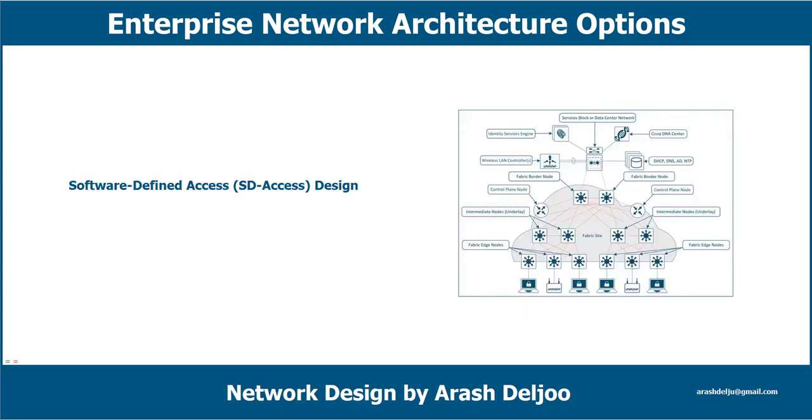The next enterprise network architecture option is the software-defined access, or SD-Access design. Actually, software-defined access, or SD-Access, is the industry's first intent-based networking solution for the enterprise, built on the principles of Cisco's Digital Network Architecture, or DNA. SD-Access provides automated end-to-end segmentation to separate user, device, and application traffic without redesigning the network.